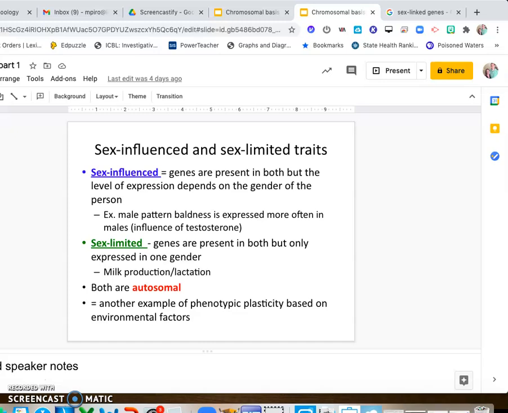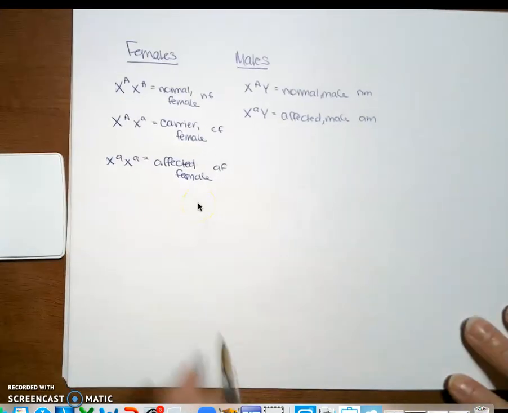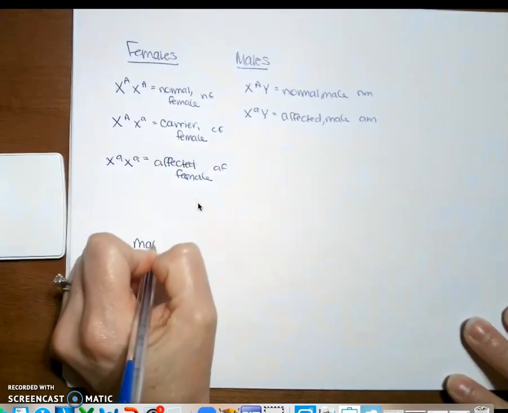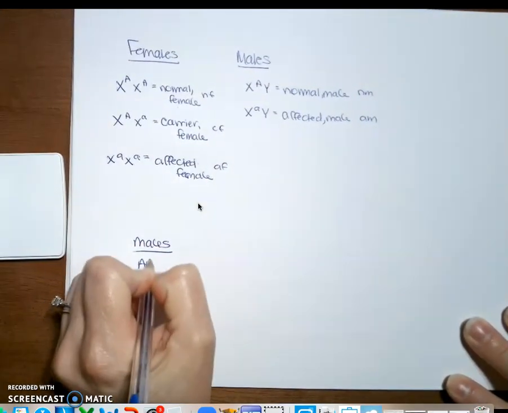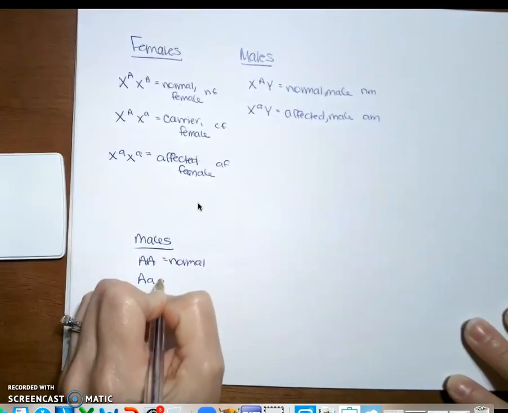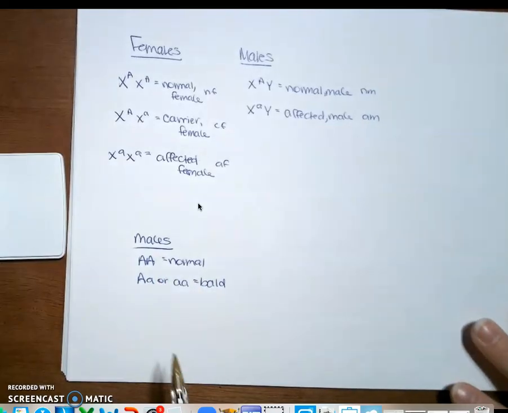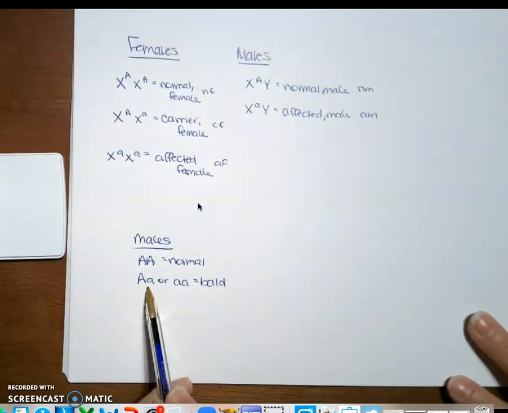So the best example I can think of, the only example I can think of right now, is male pattern baldness. Both males and females can have this, but in males, this is normal, and this is bald because of the influence of testosterone. So it shifts this over to baldness as well.